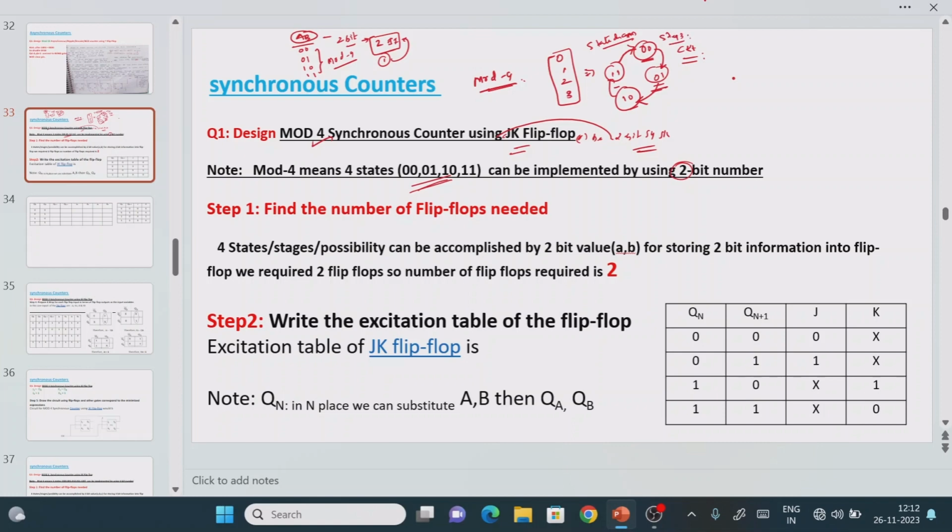2-bit means how many flip flops do we require? We require 2 flip flops, so I'm considering 2 JK flip flops. Let it be something like this. The first one is the first JK flip flop, the second one is another JK flip flop. For naming purposes, I am giving the name A to this one and B to this one. Here the inputs we call JA, KA, and the outputs are QA and QA bar. For the second flip flop, the inputs are JB, KB, and the outputs are QB as well as QB bar.